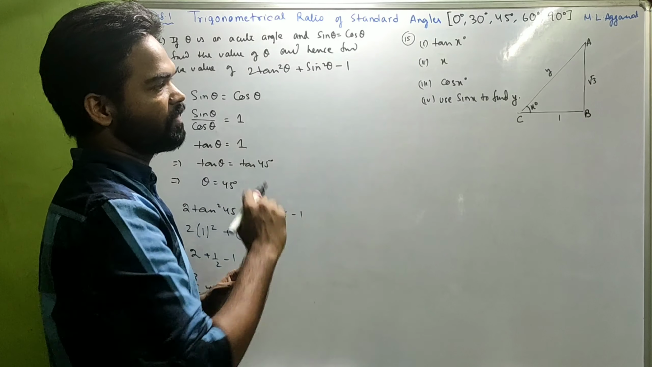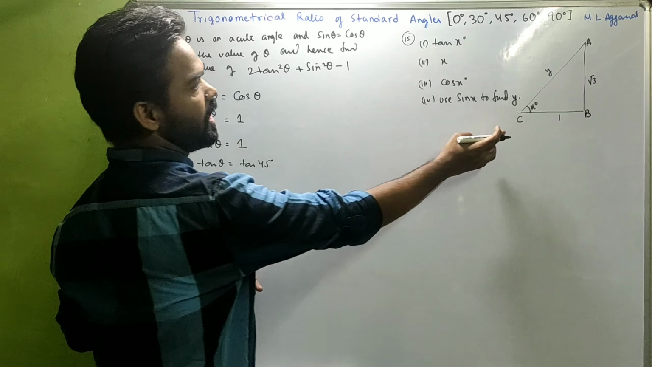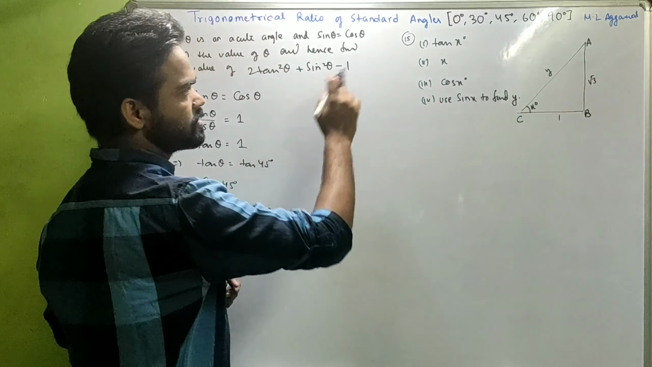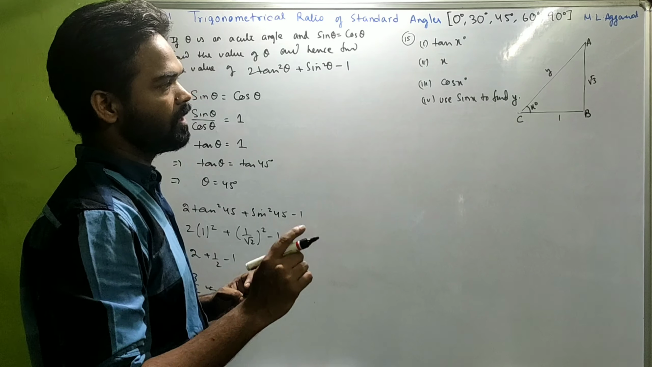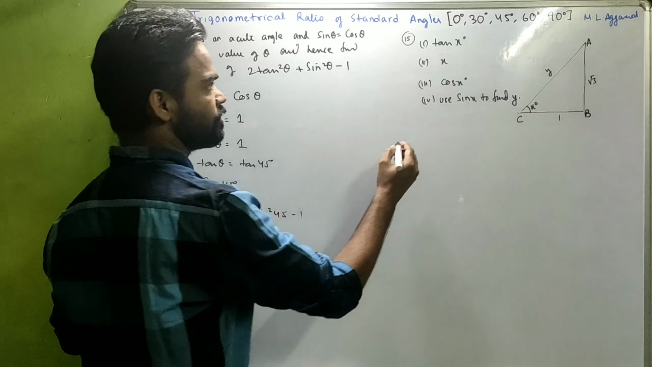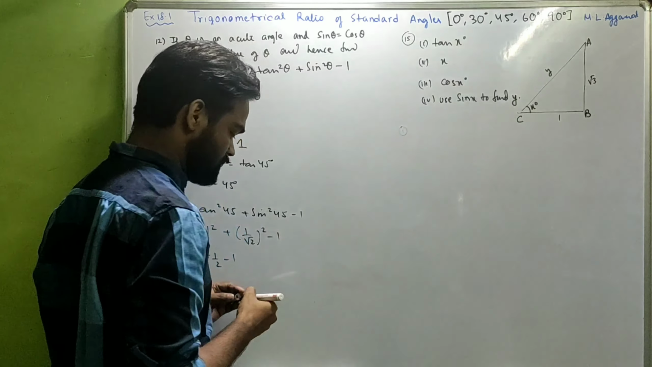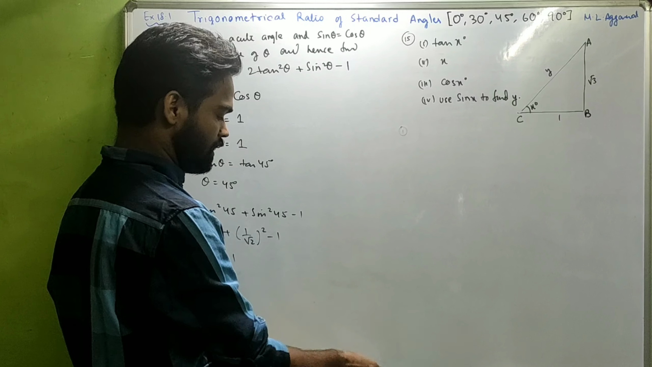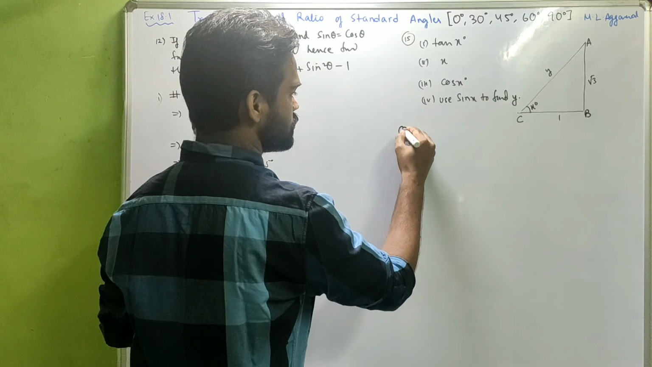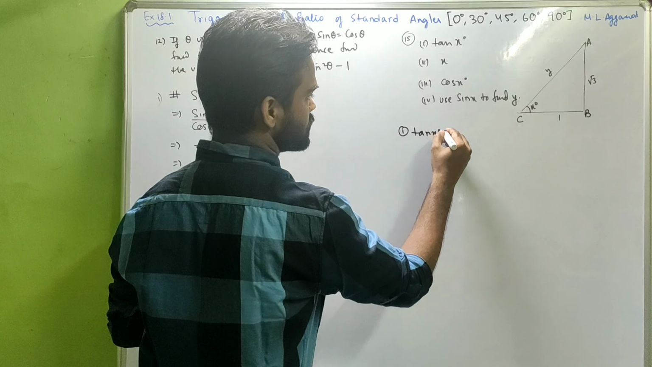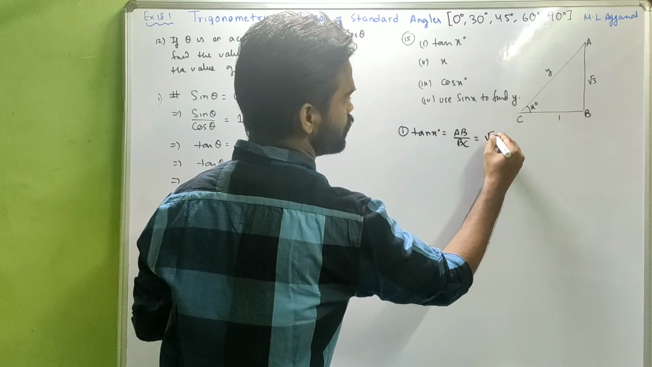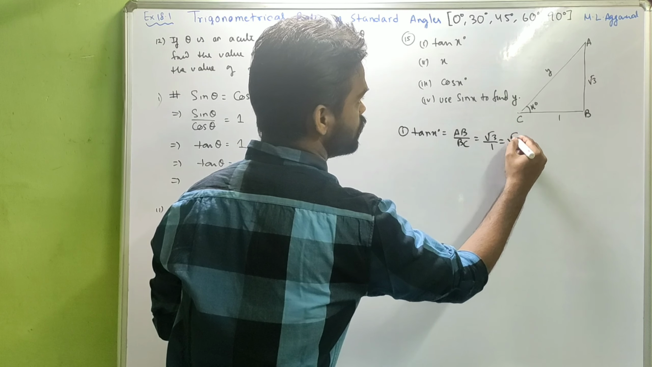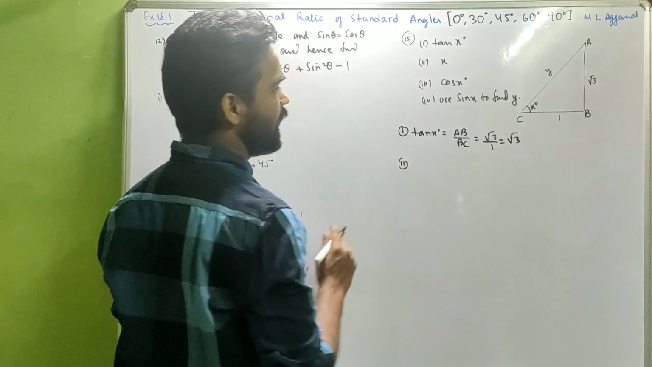Now look at this one. In this figure ABC, they have given angle C as X. This is sum number 15. AB as root 3, BC as 1, and AC as Y. First thing, find tan X. Very easy. What will be tan? Perpendicular by base. So can I write tan X is perpendicular by base, which is root 3 by 1, which is root 3. Done.